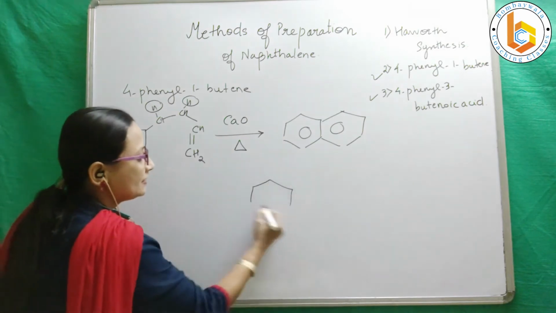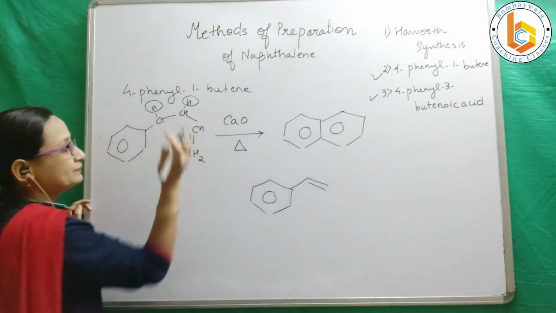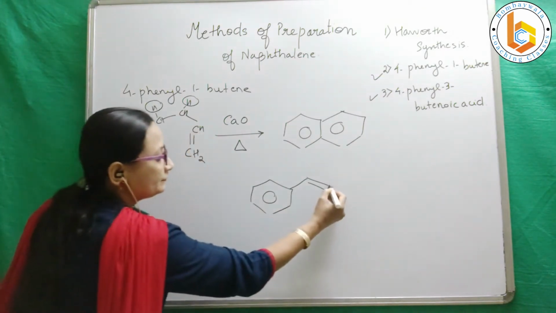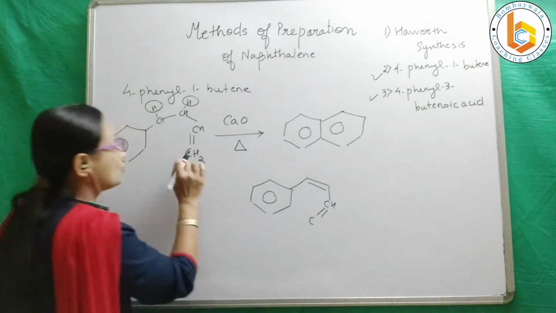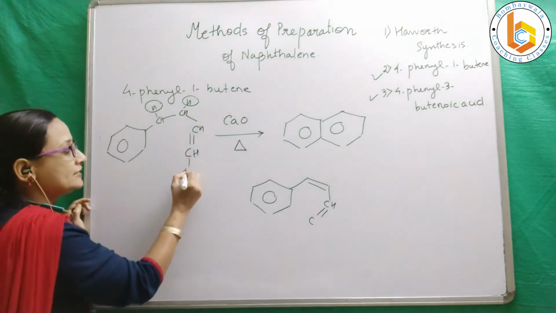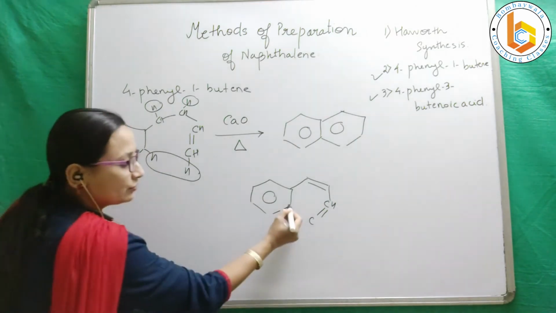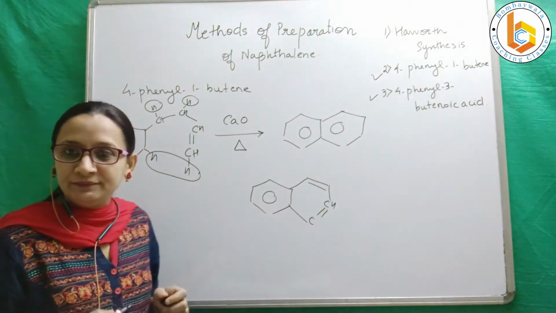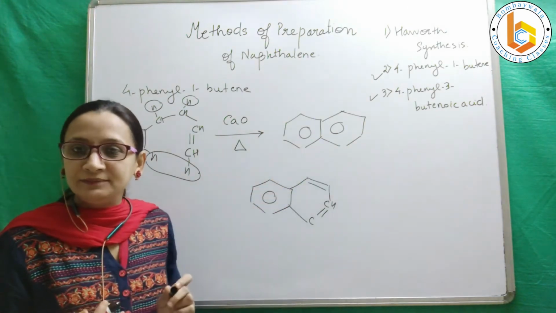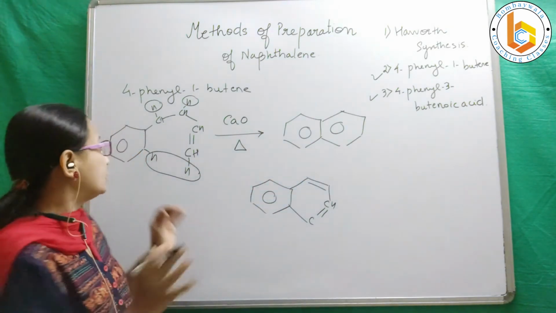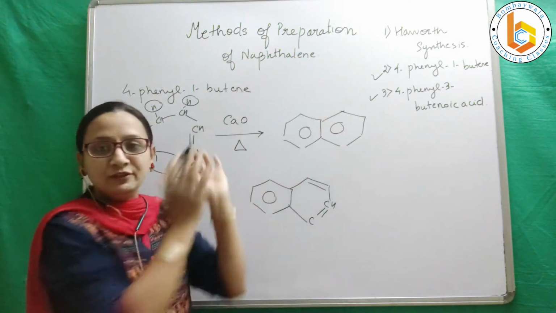See, this is my benzene ring, and a double bond is formed here. This is already there, CH double bond CH is already there. So one hydrogen from here and one hydrogen from here are also lost. So there is formation of a single bond here. What is formed is a benzene ring. I can simply write the reaction as 4-phenyl 1-butene in presence of calcium oxide gives me naphthalene.